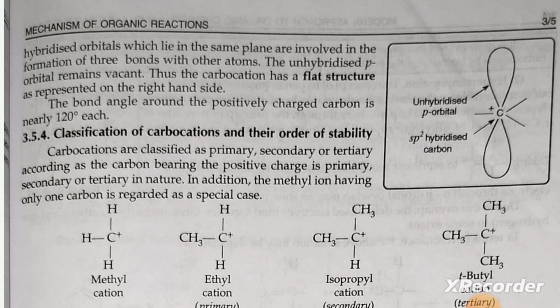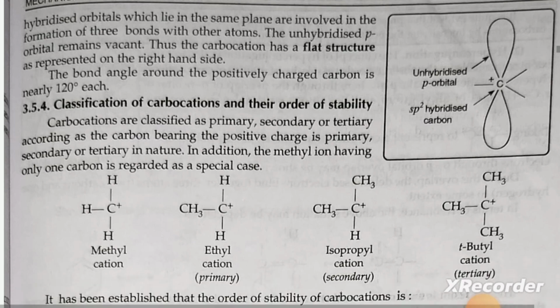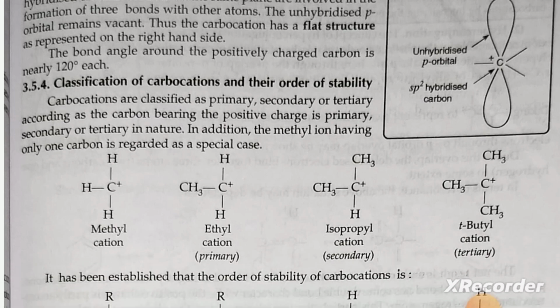Classification of carbocations and their order of stability. Carbocations are classified as primary, secondary or tertiary according as the carbon bearing the positive charge is primary, secondary or tertiary in nature. In addition, the methyl ion having only one carbon is regarded as a special case. Methyl cation, ethyl cation primary, isopropyl cation secondary, tertiary butyl cation tertiary.